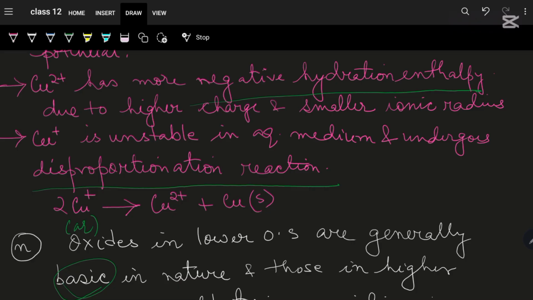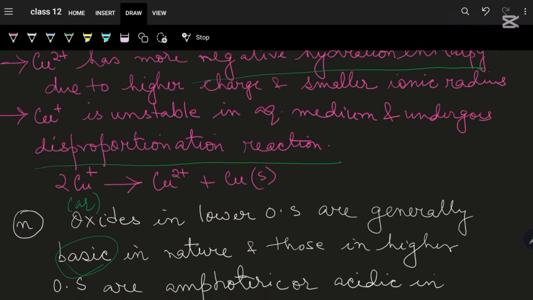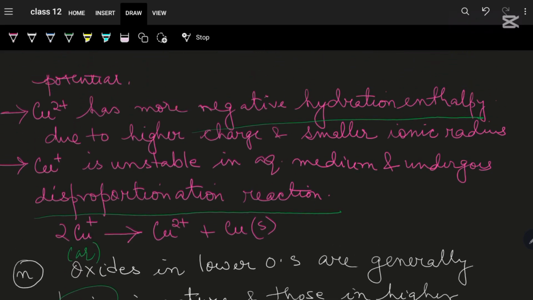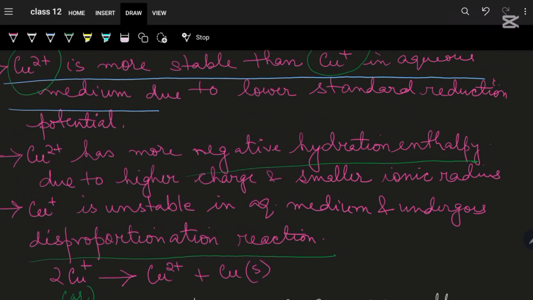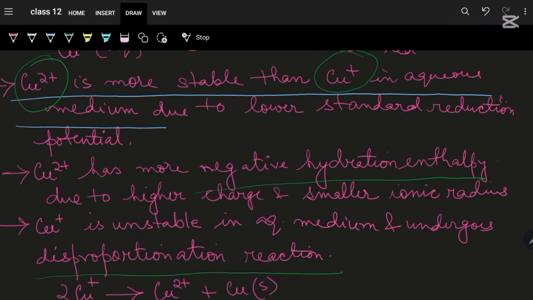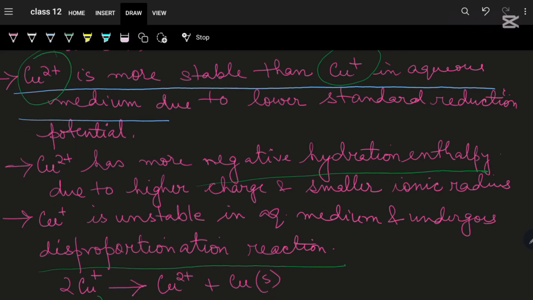Cu+ in the aqueous medium undergoes a disproportionation reaction because it is unstable in aqueous medium, and it breaks to form Cu2+ and Cu. So on account of all these three points, Cu2+ is more stable than Cu+ in aqueous medium.